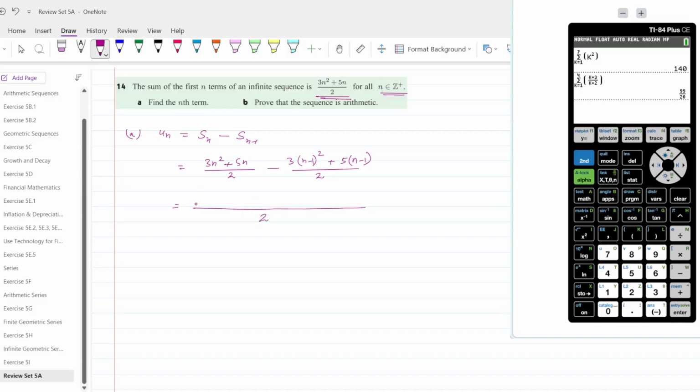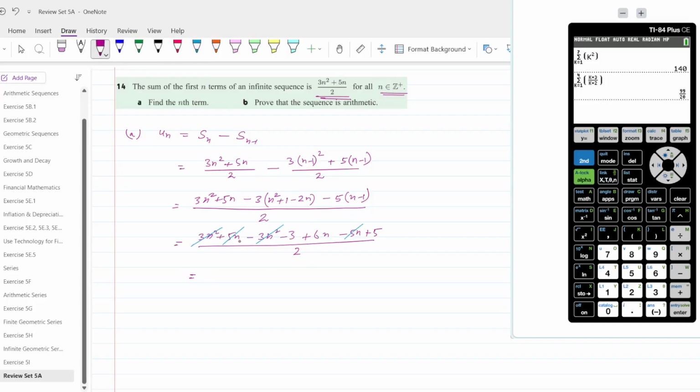Taking a common denominator, we get 3n² + 5n minus 3 times (n² + 1) minus 2n minus 5 times (n − 1). So this is 3n² + 5n − 3n² − 3 + 6n − 5n + 5, divided by 2. Now this 3n² cancels −3n², and 5n cancels −5n.